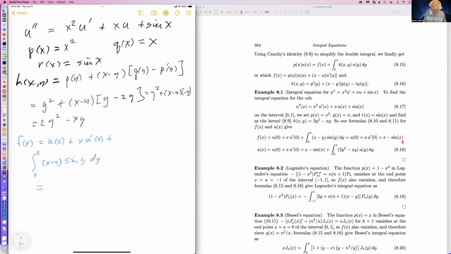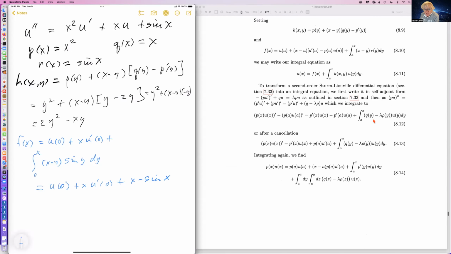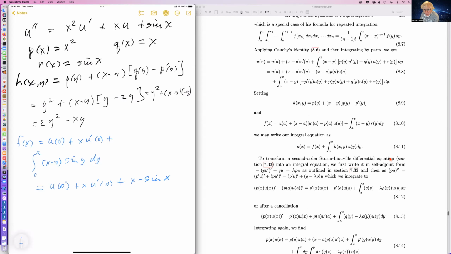Anyway, f of x then is u of 0 plus x u prime of 0, and then plus this integral, and the integral is x minus the sine of x. So that's f of x. And then what is the analysis that we went through yesterday? What did it tell us?